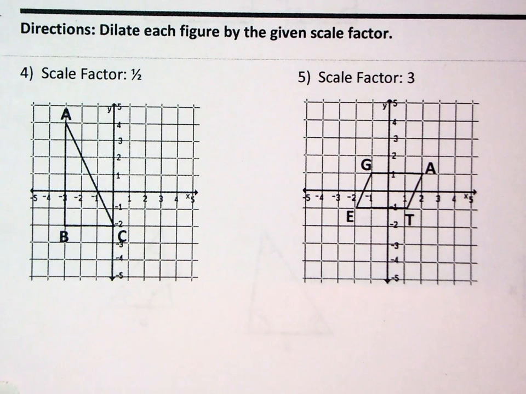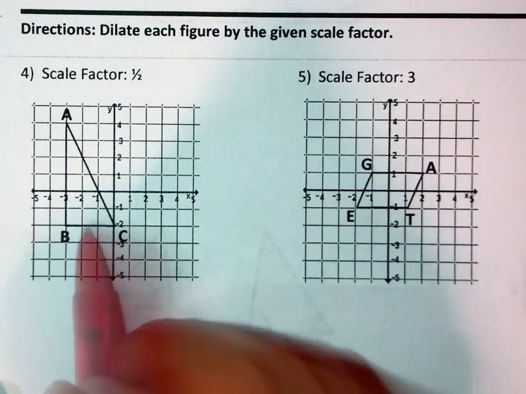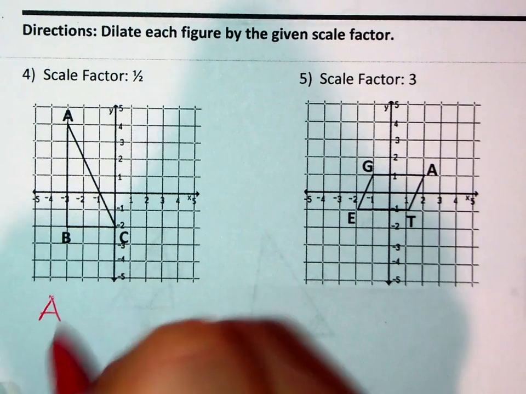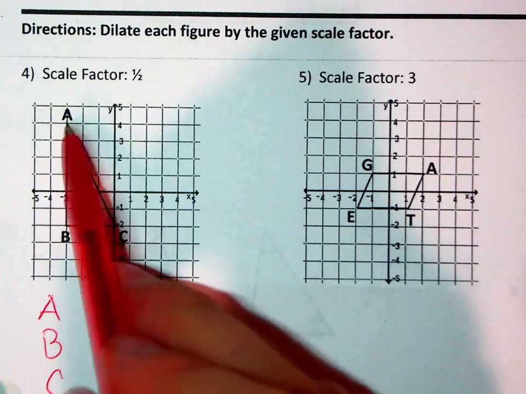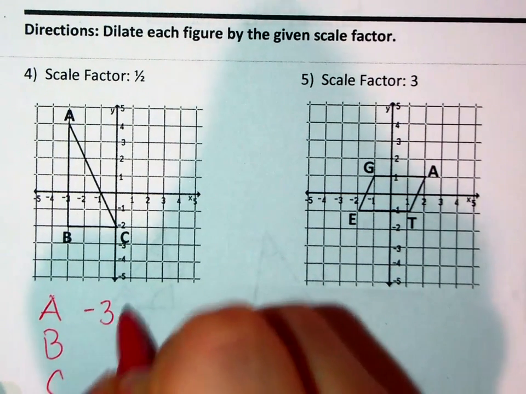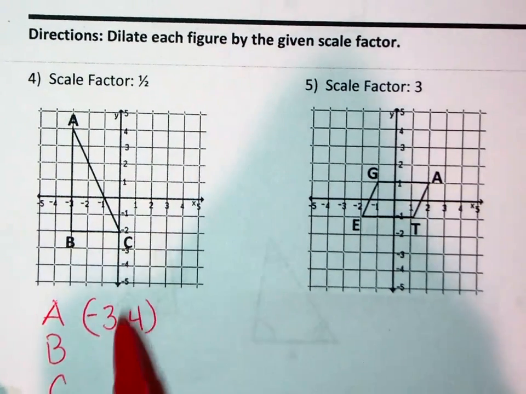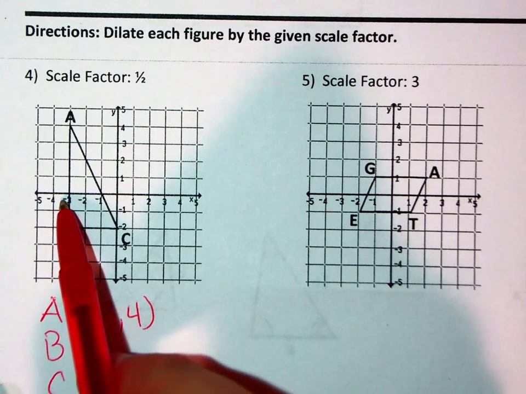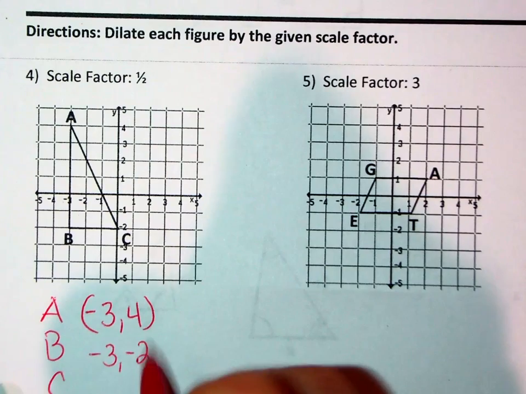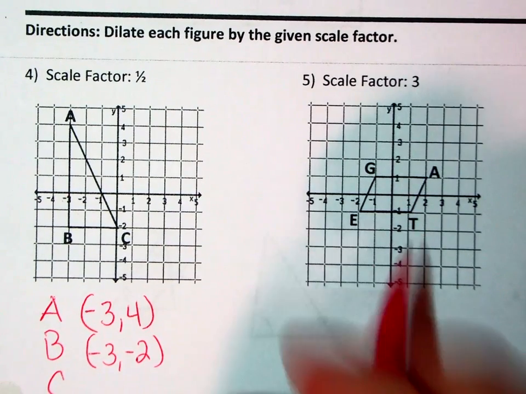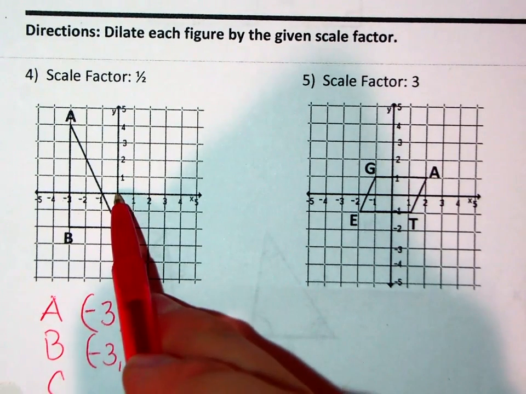Problem number 4 says to dilate each figure by the given scale factor. Well, in order for us to dilate each figure, we need to know the coordinate pairs for each of our current pre-image points. So I'm going to label them A, B, C. A is at -3, 4. B is at -3, -2. C is at 0, -2.